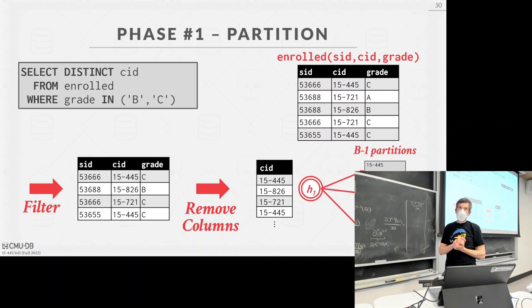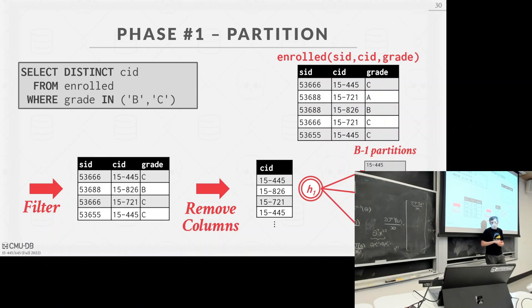Yeah, so your statement is, if you're using a hash table, wouldn't there be conflicts? So what I'm saying is, this is not a hash table that handles conflicts. This is literally, I take whatever this value is, I hash it, mod by the number of partitions I have, and that tells me what page I'm going to write to, and I just append to the end of the page until it's full. I don't look at what's in the page.